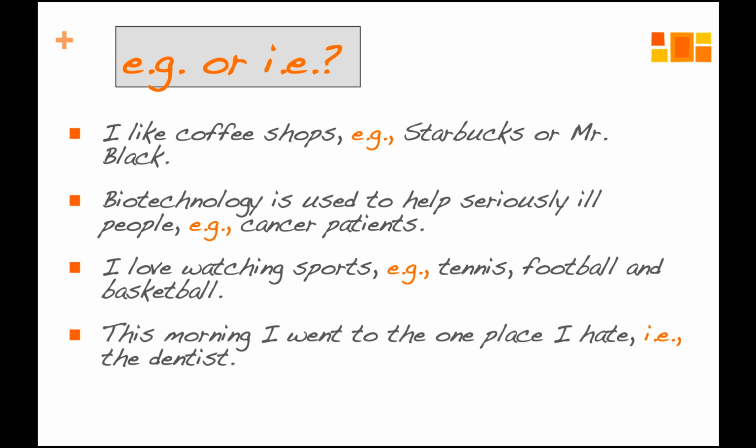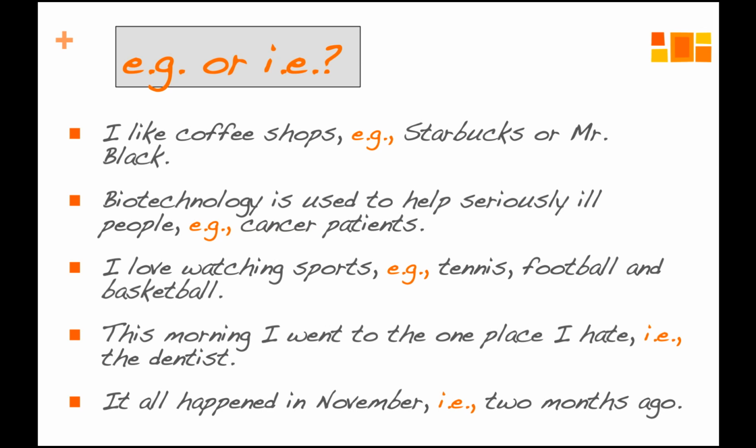Good. Now, this morning I went to the one place I hate, i.e., don't forget that comma, the dentist. Now here I'm not giving examples. There's this one place I hate, in other words, the dentist. That is the dentist. This is a little clarification. It's not a definition, of course, but it's to make things clear, to make clear what exactly is that one place I hate. And then we have, it all happened in November, i.e. 2 months ago. It's not, for example, 2 months ago. You could maybe use, for example, 2 months ago, but it would totally change the meaning. Here, i.e. is the better choice.